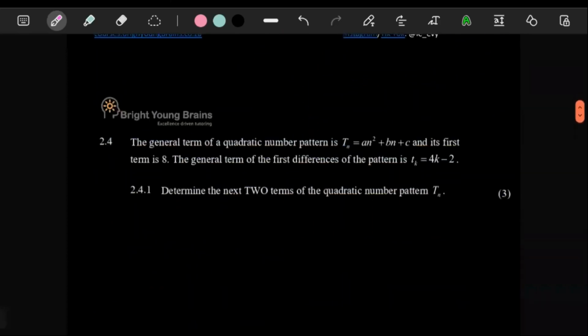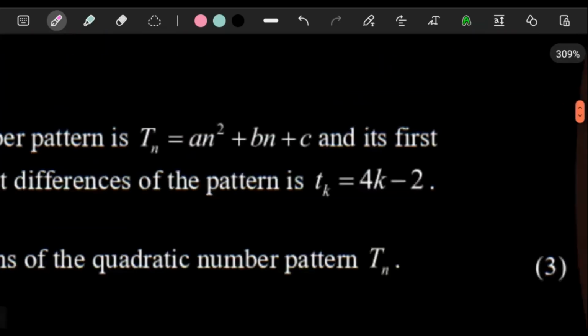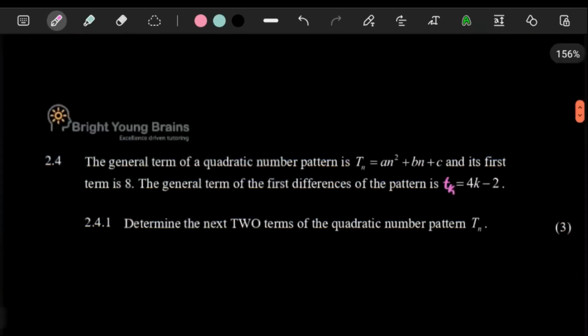2.4 says the general term of a quadratic number pattern is given by this, and its first term is 8. The general term of the first differences of the pattern is tk equal to 4k minus 2. For 3 marks, they said, determine the next 2 terms of the quadratic number pattern.